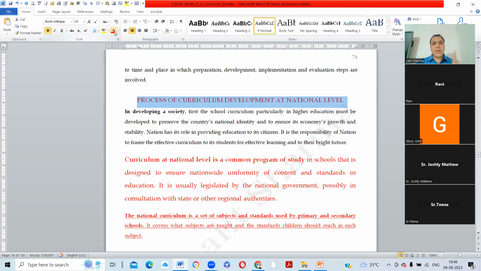NCERT, National Council for Educational Research and Training. It is the apex body which gives advice to the government for these changes. So basically, first we understand this. After that, we will learn the process of curriculum development at the national level.